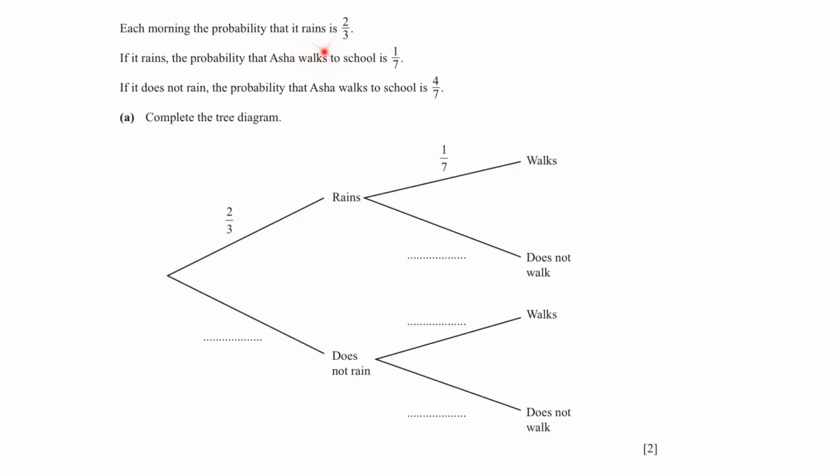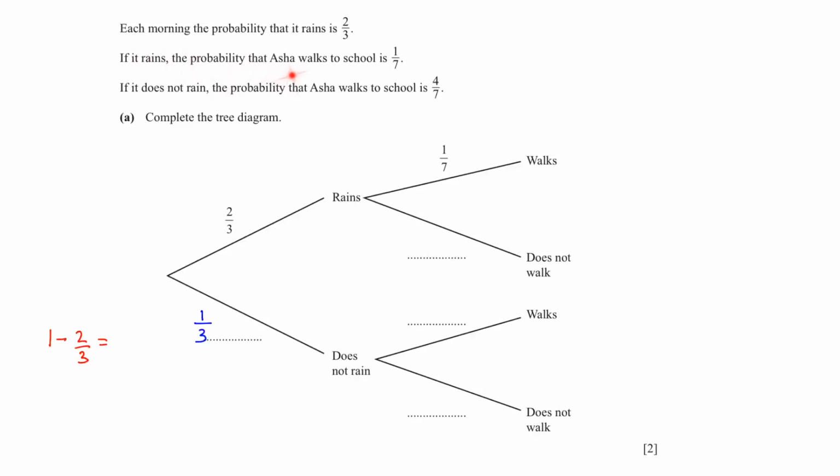Each morning, the probability that it rains is 2 over 3. And we have to find this branch here. Both the branches always equal to 1. So, if you have one value and you want to find the other value, we have to subtract from 1. So 1 minus 2 over 3 is 1 over 3. That is, does not rain.